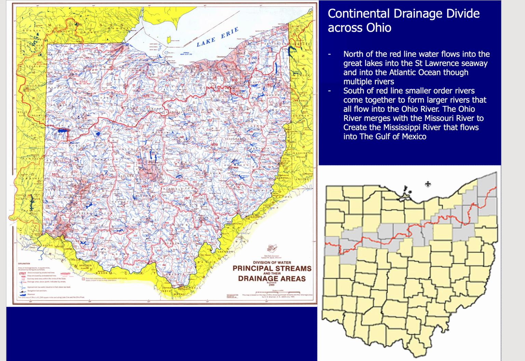Everything to the north of this line drains into the Great Lakes, and then ultimately that drains into the North Atlantic, all right, or the Atlantic if you so choose, through the St. Lawrence Seaway. Everything to the south of this line is going to drain into the Ohio River, and we know that the Ohio River defines the southern border of Ohio. That's why it looks so ragged. And ultimately, the Ohio, as we said a minute ago, drains into the Mississippi, which is going to drain into the Gulf of Mexico. All right.